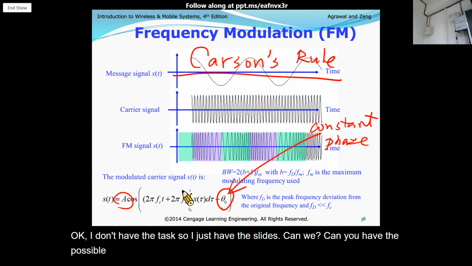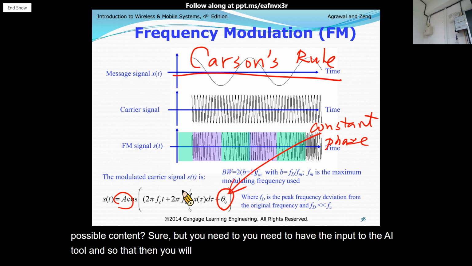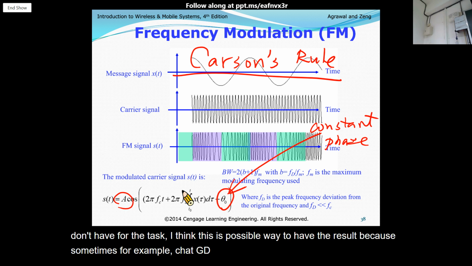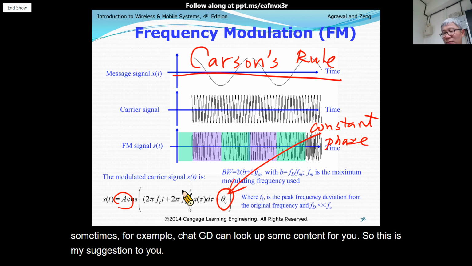Sure, but you need to have the input to the AI tool, and then you will have the reference materials. If you don't have the textbook, I think this is a possible way to have the result, because sometimes, for example, ChatGPT can look up some content for you. So this is my suggestion to you if you don't want to buy the textbook.